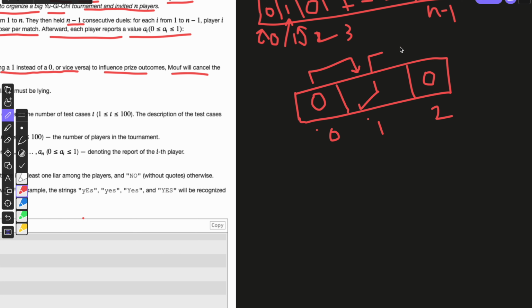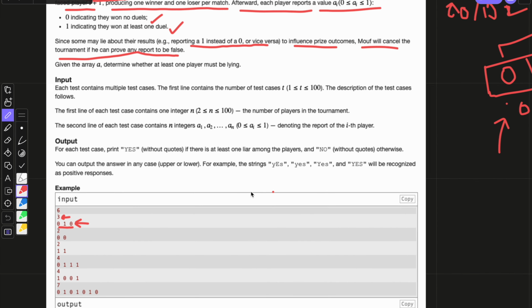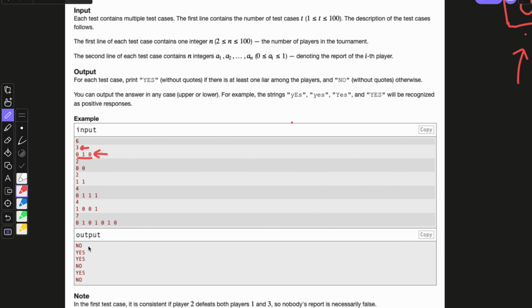Player 1 will fight with player 2, and obviously we can also see that player 2 has not won any matches. So it's player 1 who has won both the matches. This situation can be possible where only one player wins both of the times. So here we can conclude that there is no lying. So then we will output no.